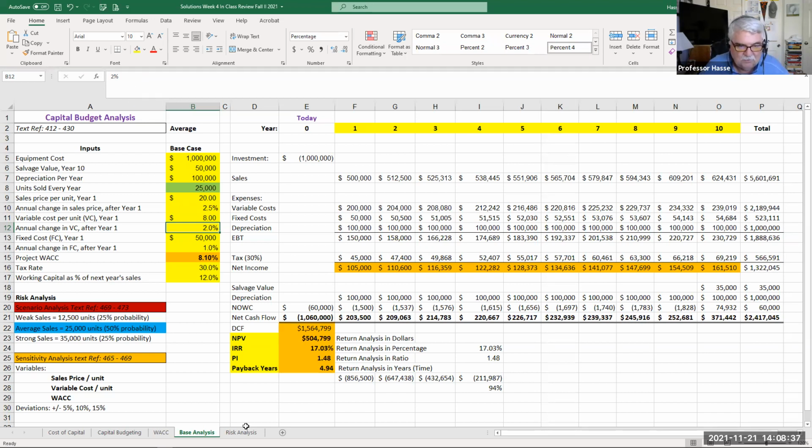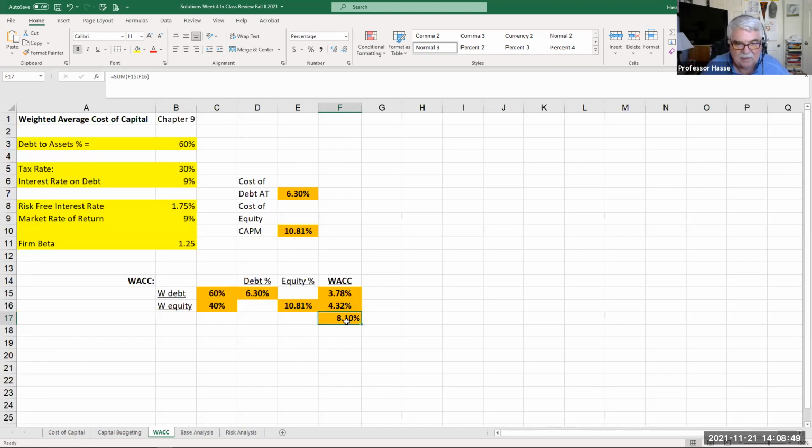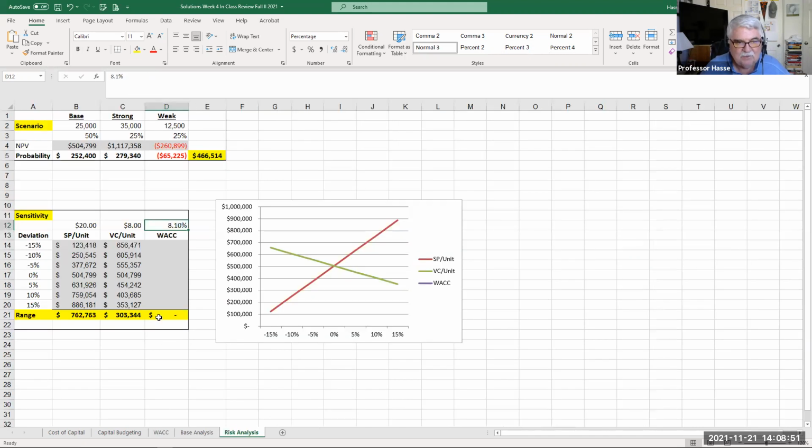Now what we're going to do is change, plus or minus, the weighted average cost of capital. The weighted average cost of capital in this particular case is 8.1%, which we calculated way back here. So now we're going to change this cost of money by 15% and so on. This requires a little bit more technique, and watch what I do.